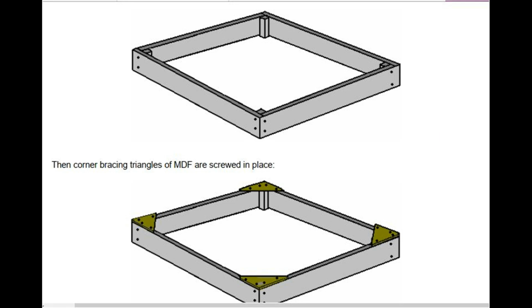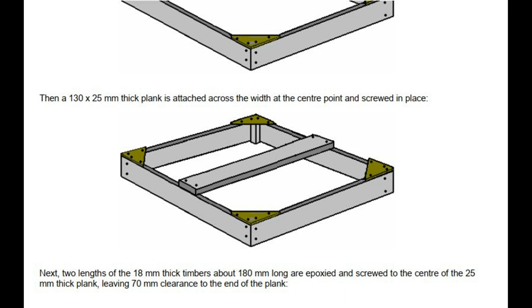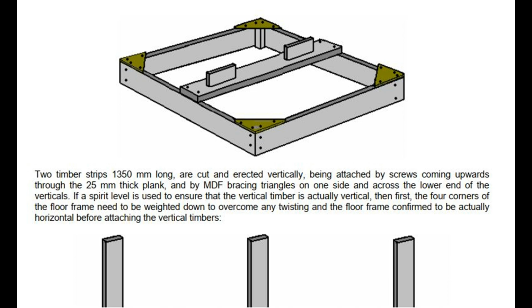Then corner bracing triangles of MDF are screwed in place. Then a 130 x 25 mm thick plank is attached across the width at the center point and screwed in place. Next, 2 lengths of the 18 mm thick timbers about 180 mm long are epoxied and screwed to the center of the 25 mm thick plank, leaving 70 mm clearance to the end of the plank. 2 timber strips 1350 mm long are cut and erected vertically, being attached by screws coming upwards through the 25 mm thick plank, and by MDF bracing triangles on one side and across the lower end of the verticals.